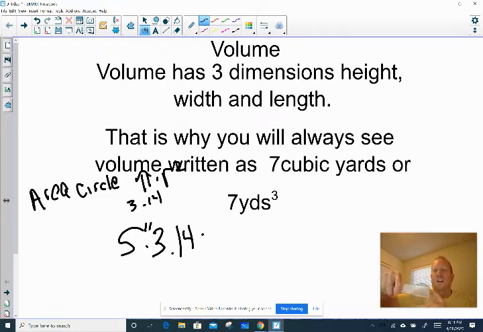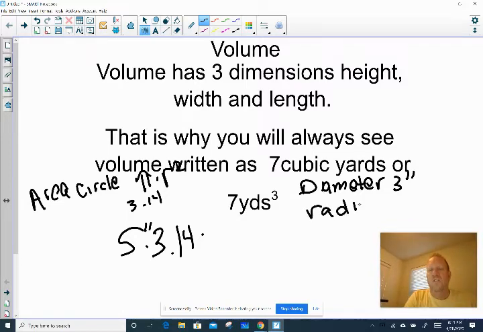So in this case, the cup itself, let me try that again, is 3 inches. So the diameter is 3 inches. But we don't want the diameter. We want the radius. So the radius is half of the diameter. So 3 divided by 2. In this case, the radius is 1.5 inches.